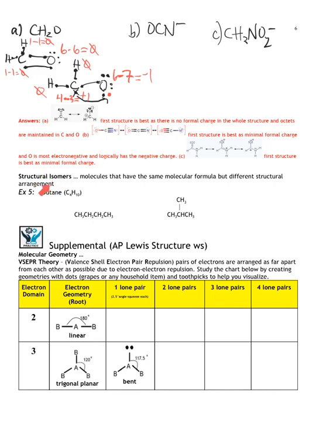Let's go down to structural isomers. Structural isomers are molecules that have the same molecular formula but different structural arrangement. Here's an example: butane, C4H10. Butane, if you can see right here, has 4 carbons and 10 hydrogens, as you see tallied up.